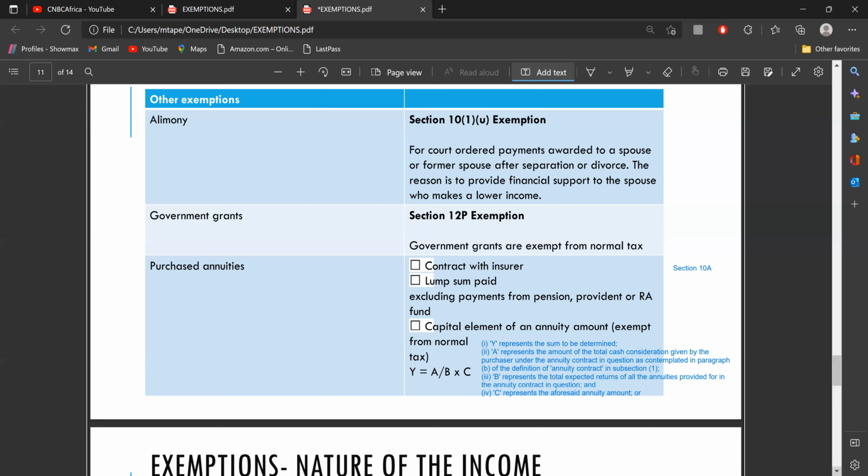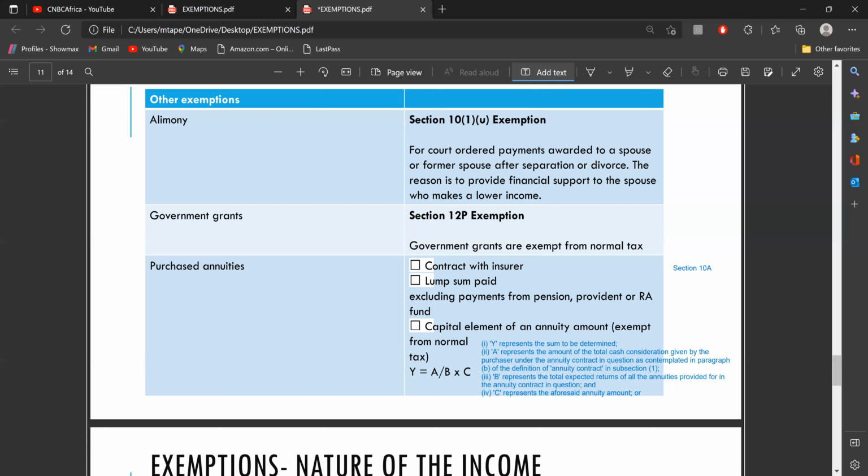Then there's purchased annuities, and this is as a result of a contract with an insurer. There's a lump sum payment which is made, and therefore the capital element of that annuity would be exempt. So not all annuities would be exempt in this manner. It's only purchased annuities which would be exempt in terms of Section 10(A). And so this is how the capital element would be calculated.